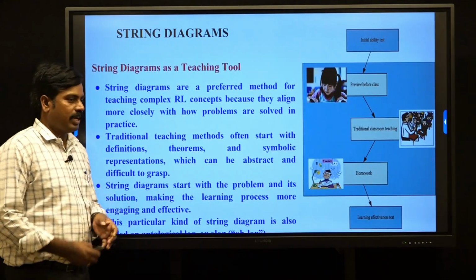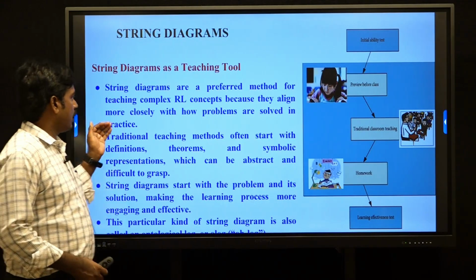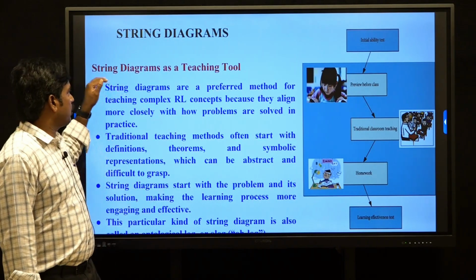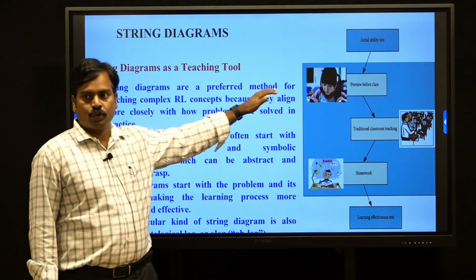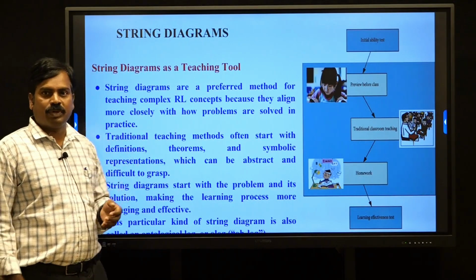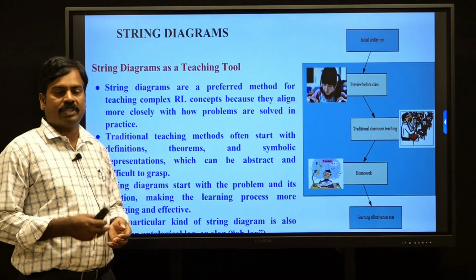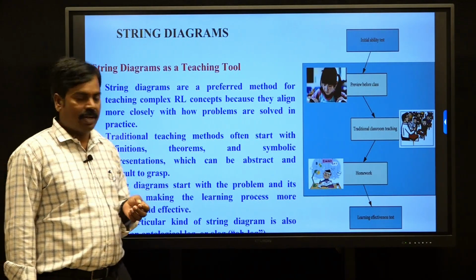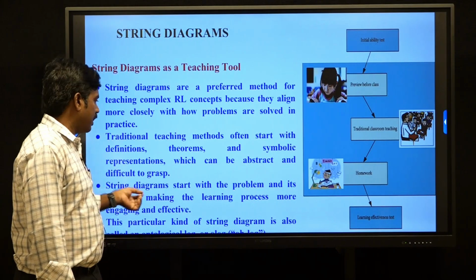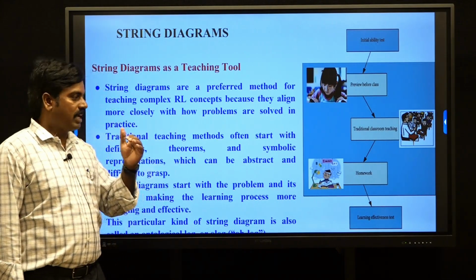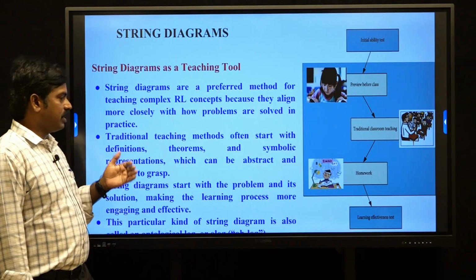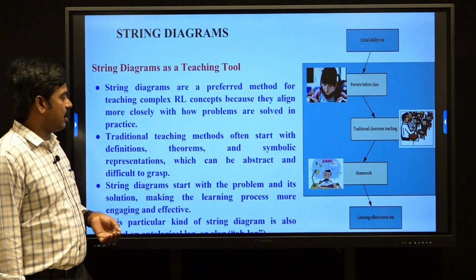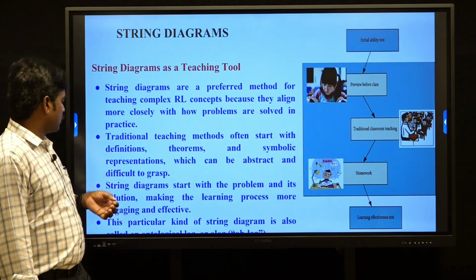We use string diagrams in reinforcement learning to explain reinforcement learning concepts. That's why we use string diagrams as a teaching tool. Traditional teaching tools use definitions, theorems and methods. They are very abstract and difficult to grasp. With string diagrams, we use boxes and arrows that show the process of the data flow, so we can easily understand the concepts.